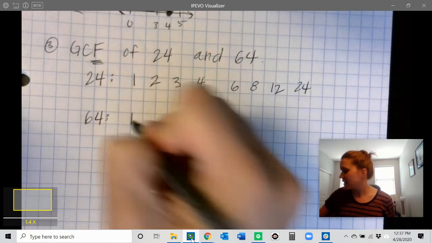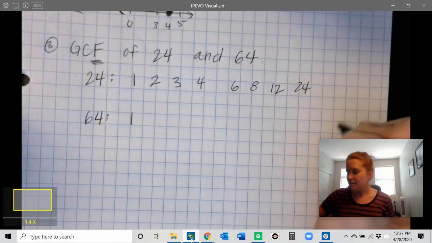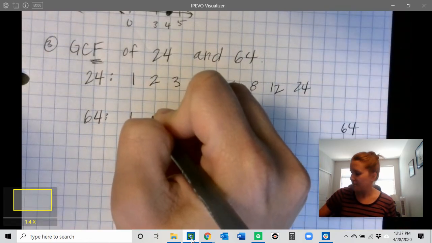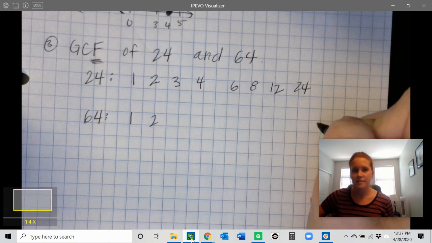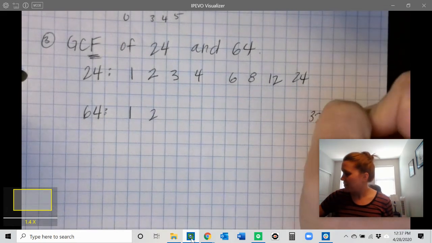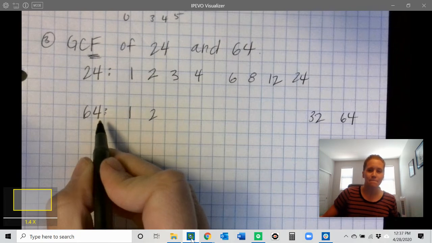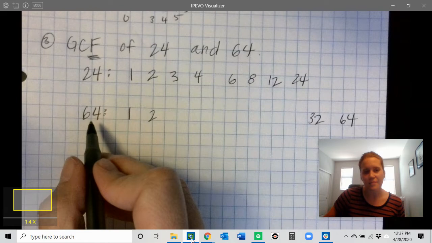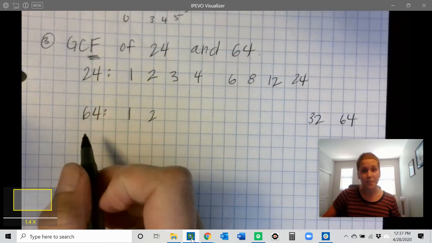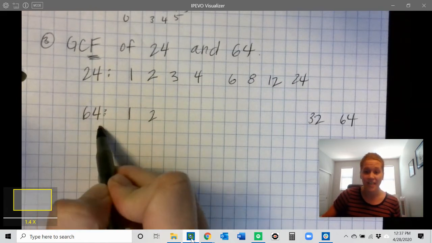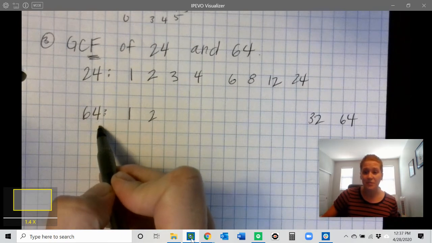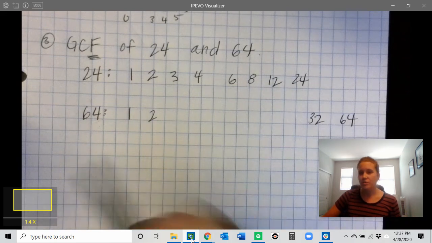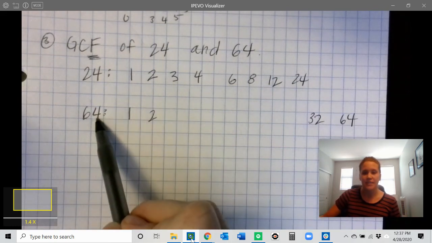Let's do 64. 1 times 64. Does 2 go in evenly? Yes, 2 times 32, nice job. Does 3 go in evenly? That's tricky. I don't know if 3 goes in evenly, but I do know my divisibility rule for 3 is if I add these digits together and then check if that number is divisible by 3. So 6 plus 4 is 10. Is 10 divisible by 3? No. So 3 does not go into 64 evenly.